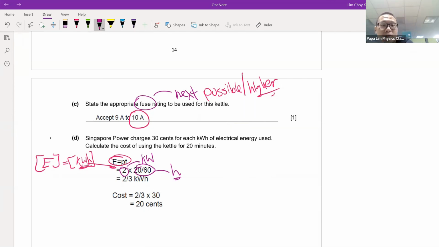Because costing is always in terms of kilowatt hour, 30 cents per kilowatt hour. So I need to calculate my energy in terms of kilowatt hour first. 20 minutes, I convert to hour, so I'll get 20 over 60. So I'll get 2/3 kilowatt hour multiplied by 30 cents. I'll get 20 cents cost.